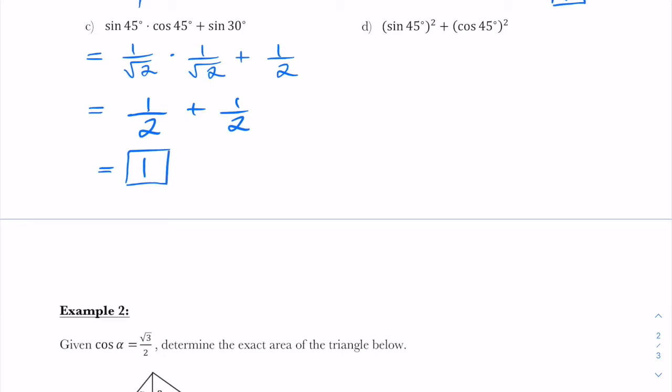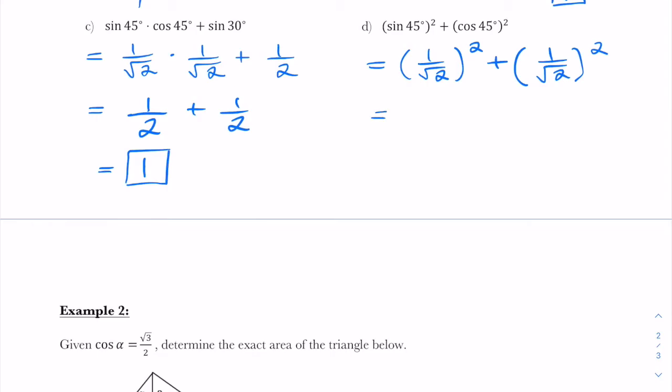And lastly, in part D, this should look very familiar from lesson 1. Sine of 45 degrees squared plus cosine of 45 degrees squared. From lesson 1, you should already know what this will be, but let's prove it. Sine of 45 is exactly 1 over the square root of 2 squared. Again, cosine of 45 degrees is the same thing.